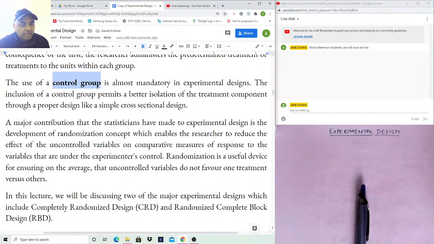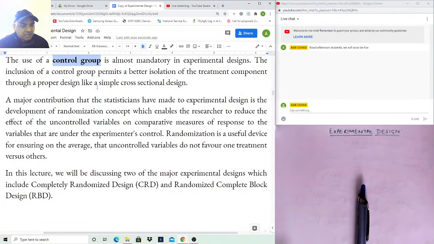The control group, the inclusion of a control group permits a better isolation of the treatment component through a proper design like simple cross-sectional design. That is, in others there will be treatment, but in one group we will not provide any treatment. So we can compare that when we have not provided any treatment. So this is the difference from the other groups. Okay, so that is your control, right?